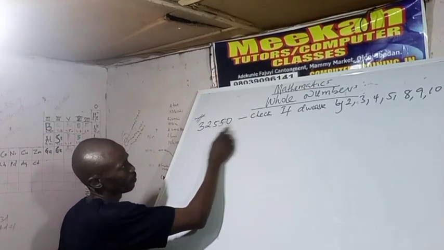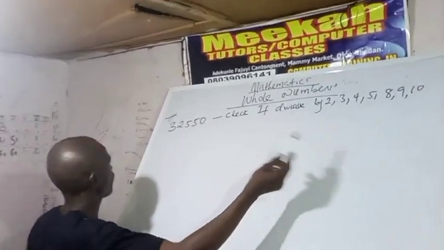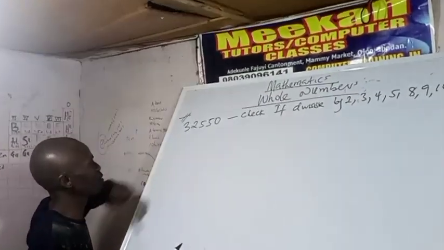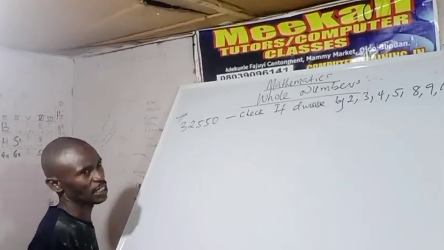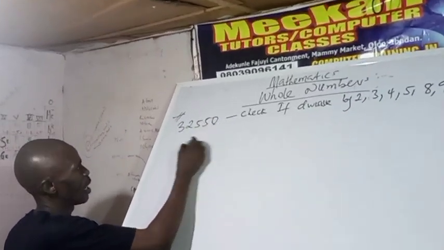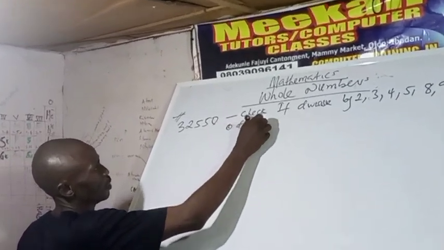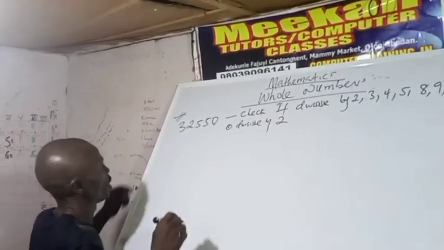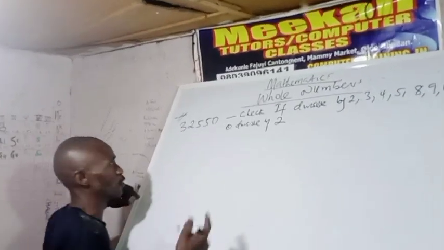We want to check if the number is divisible by 2, 3, 4, 5, 7, 8, 9, 10. Rule for 2: if the last digit is even or 0. The last digit is 0, so it is divisible by 2. You need to know the rule for 2.